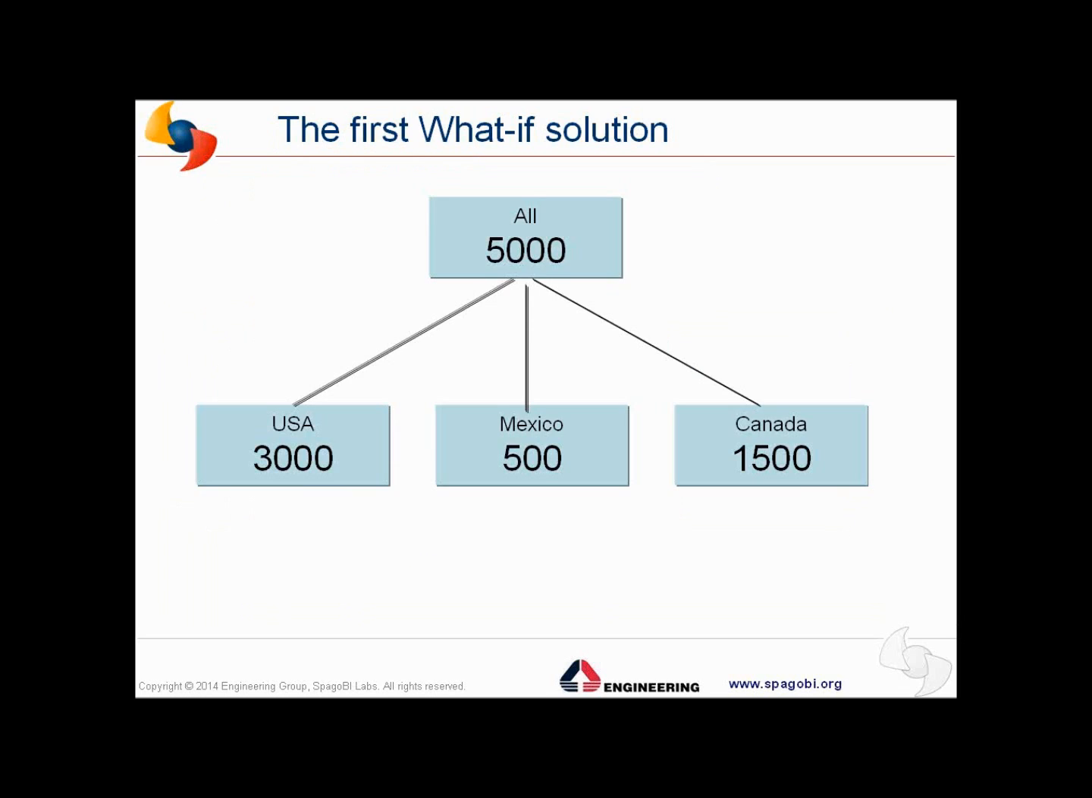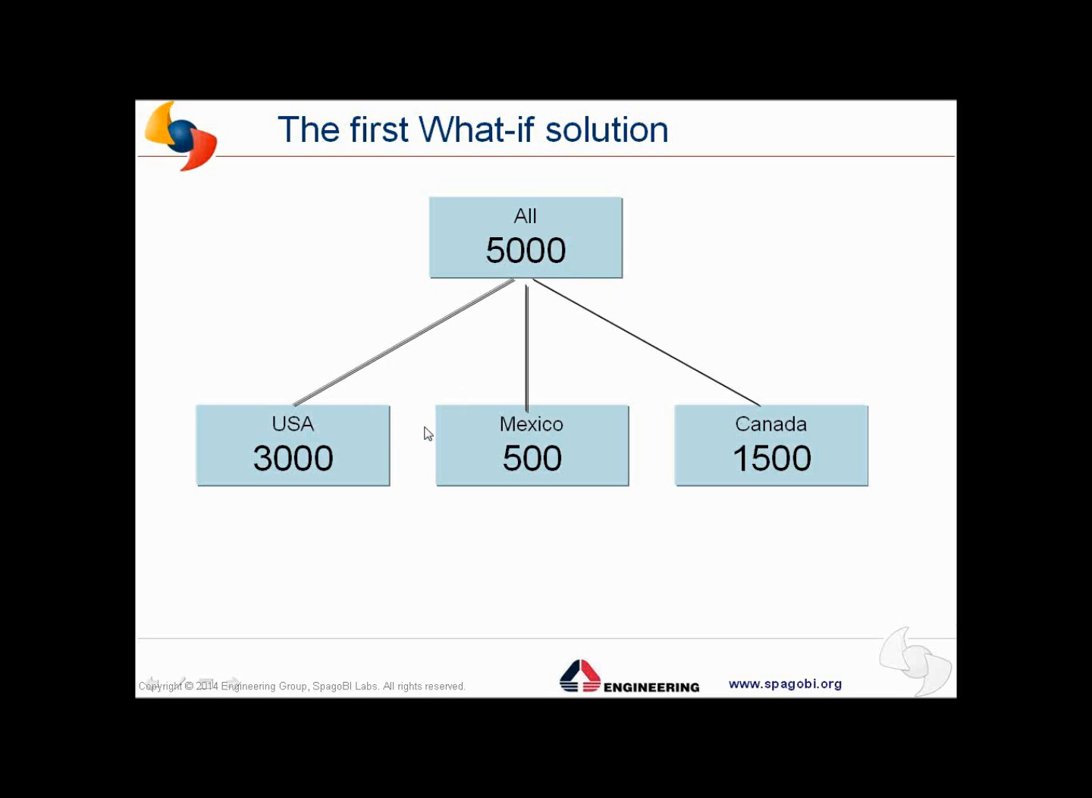Let me make an example. Suppose we have only a dimension and a measure. The dimension is country, for instance, and the measure is store sales. We can represent the data like a tree, like we see here. Now suppose I'm a businessman and I want to see what happens if I double the amount. Okay, this is the tree, and here I can see all the data. Here I can see the data for the store sales for the United States, here for Mexico, here for Canada.